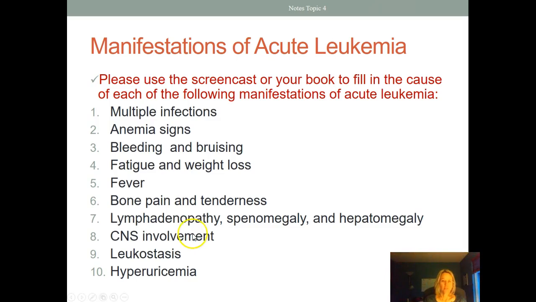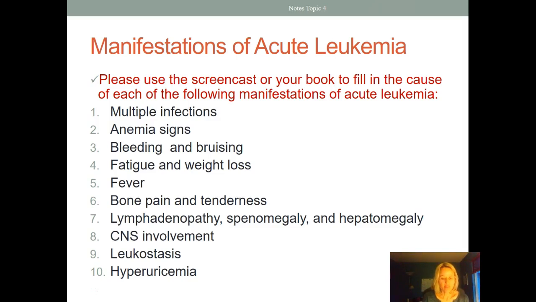So you should take a few minutes to jot down the reasons behind the following manifestations of acute leukemia, but I'll go through these now. So multiple infections. These are going to be multiple infections that are often resistant to treatment, and this is going to be due to a deficit of normal white blood cells. Now remember, we have a large percentage of blast cells, but these are non-functional.